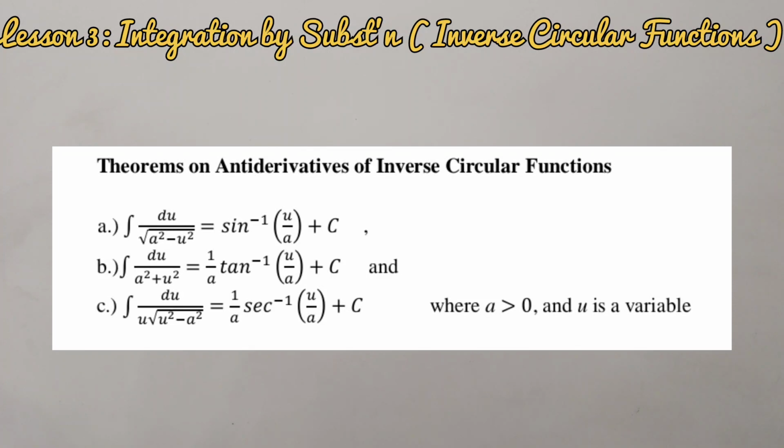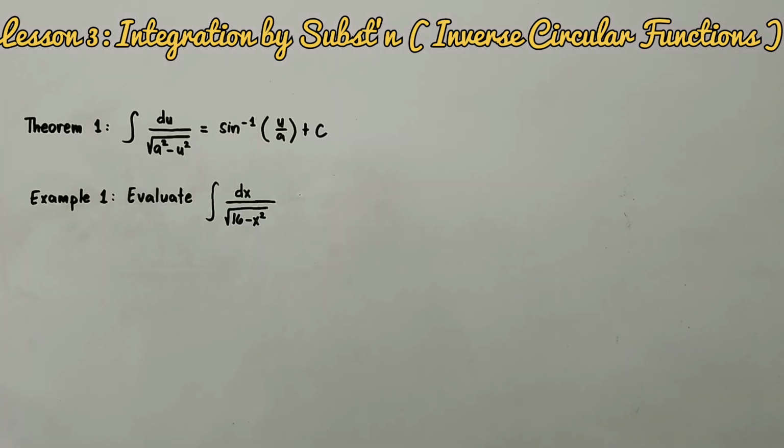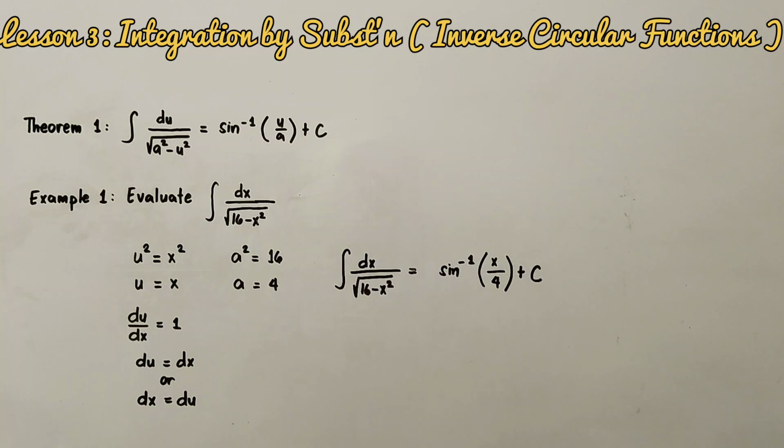For the inverse circular function, in integration by substitution, we will just focus on the three theorems involving the antiderivatives of inverse circular functions. We will use theorem number 1 to evaluate the integral of dx over the square root of 16 minus x squared. Take note the expression inside the radical sign a squared minus u squared. In the given 16 minus x squared, u squared is x squared. So by extracting the square root, u is equal to x.